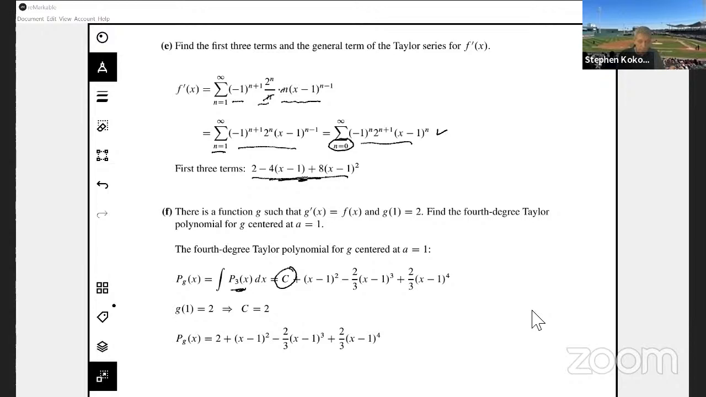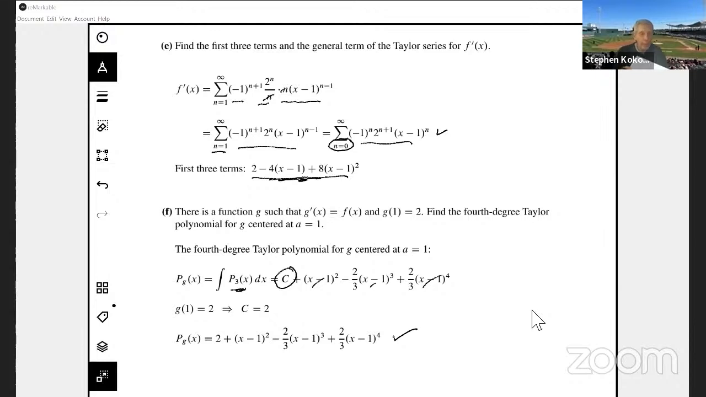I'm given that g of 1 is equal to 2, so when I plug in a 1, those three terms disappear. They are all 0. That tells me that the constant c is equal to 2. And therefore, here is the fourth degree Taylor polynomial for g, centered at a equals 1.